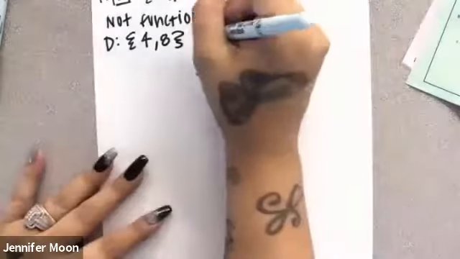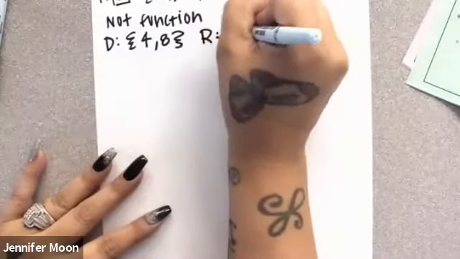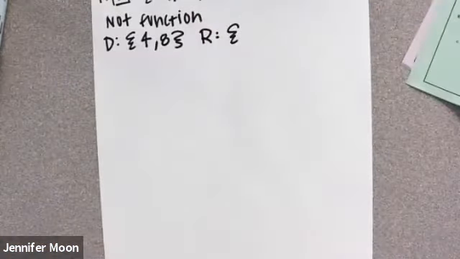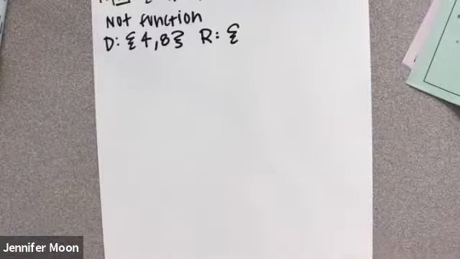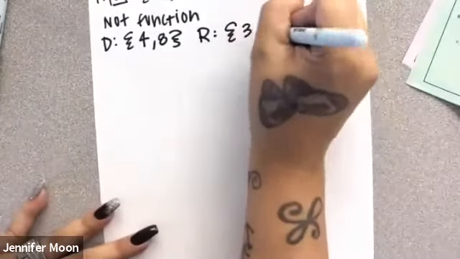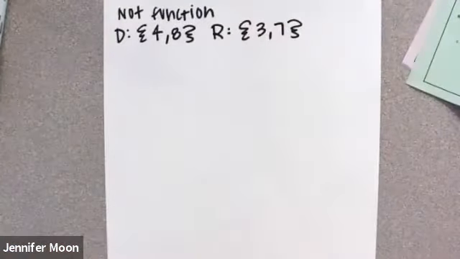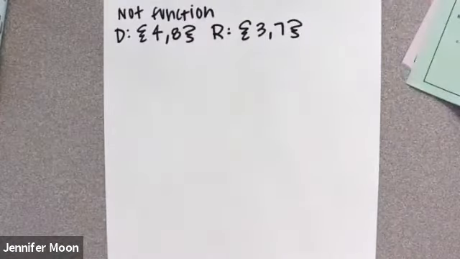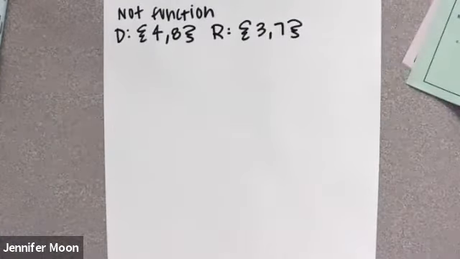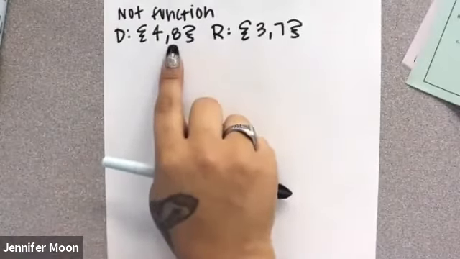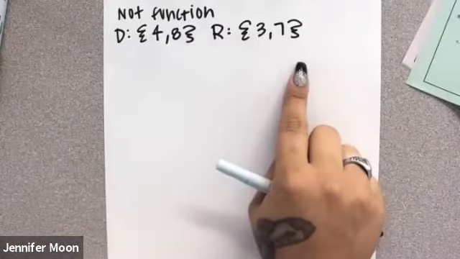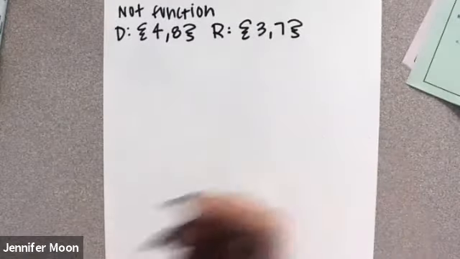And then my range is my y values. If I look at my y values, I get 3, 7, 3. The only thing I need to write, though, is 3 and 7. Does that make sense? Look at your x values. If you see the same x value more than once, it is not a function. Domain, list your x's. Range, list your y's. And then you're done with that first problem of the exam, okay?